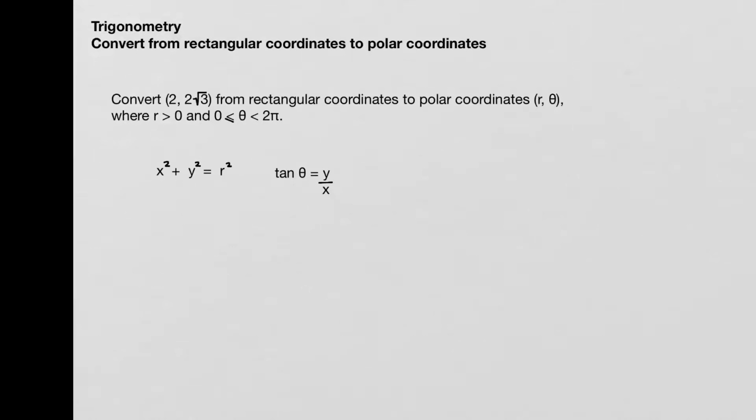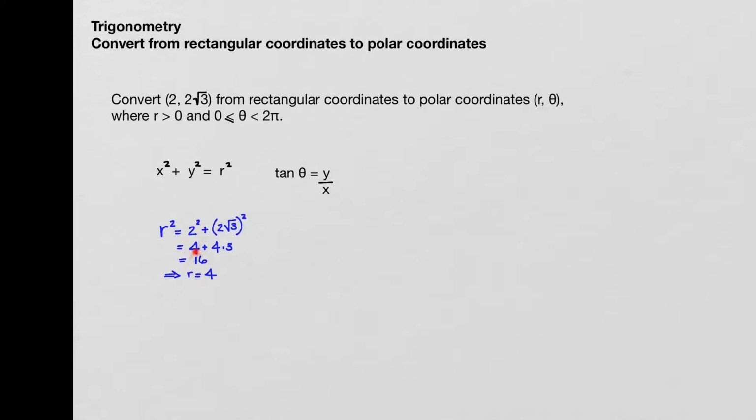In this problem, I'll start by finding the value of r, and then I'll find the value of theta. So to find the value of r, what I'm going to do is use the fact that x squared plus y squared equals r squared, and I have r squared equals 2 squared, that's your x value, and your y value is 2 times the square root of 3, that gets squared.